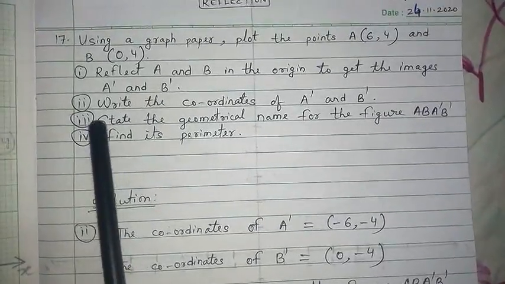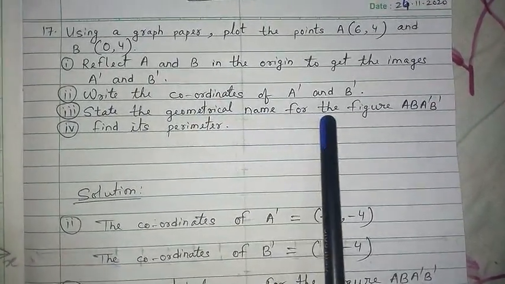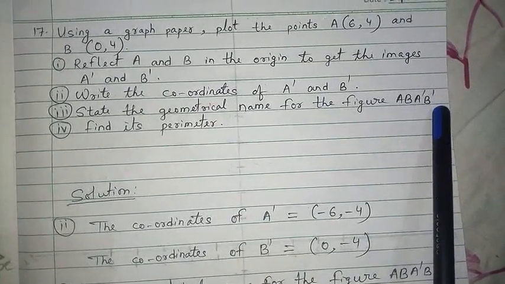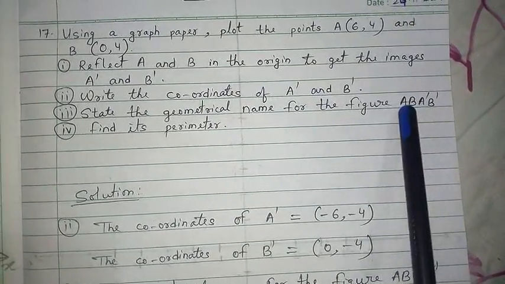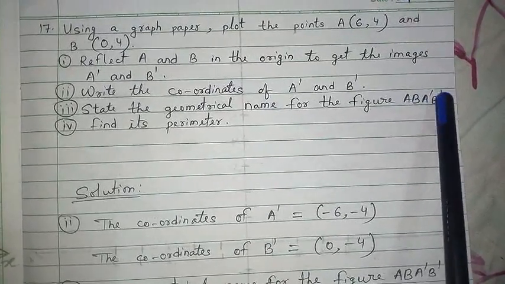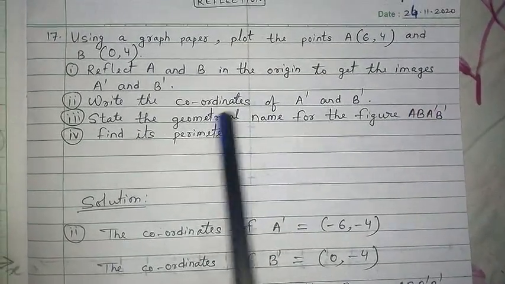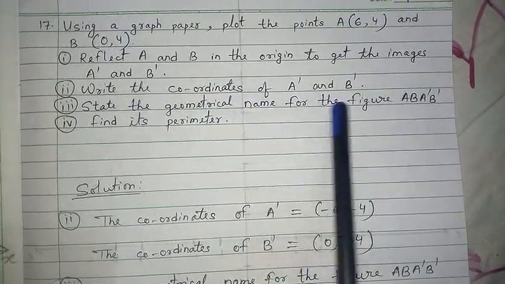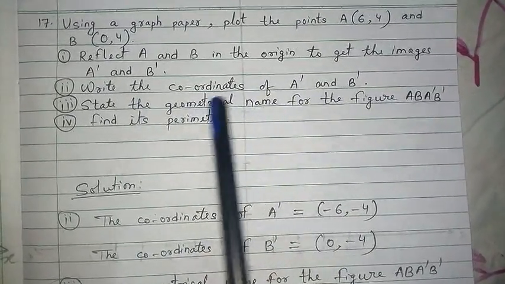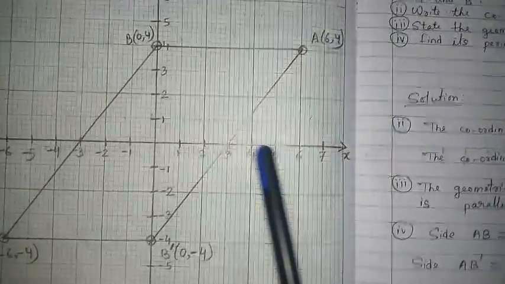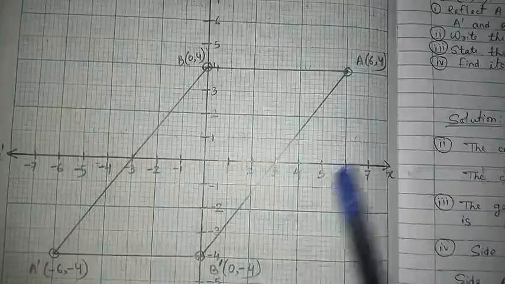Next, number 3. State the geometrical name for the figure AB, A dash, B dash. The meaning of this is, you have to join first A to B, B to A dash, A dash to B dash and B dash to A. Then whatever kind of shape comes, you have to name the geometrical figure. That name we have to write. So first let us join. It has been told, A to B.